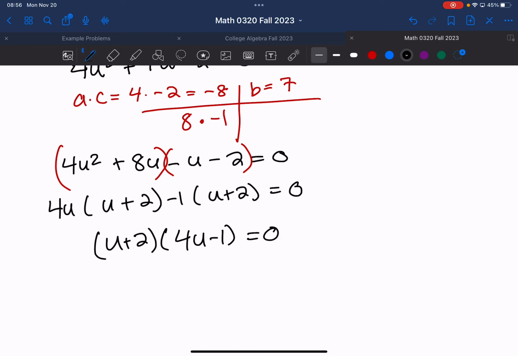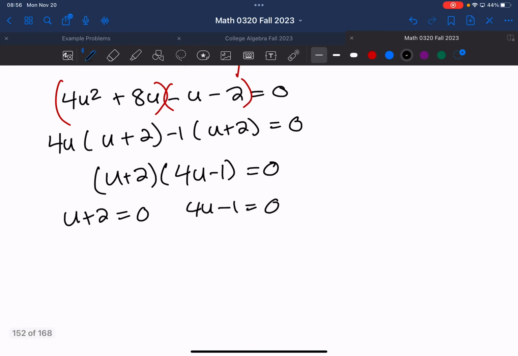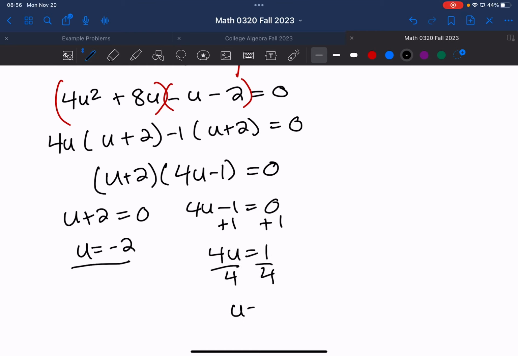What's my next step? Set each one to 0. Set each one equal to 0. On the first one, all I'm doing is subtracting 2 over, so I get u is equal to negative 2. And in the next one, I'm going to have to add 1, so I get 4u equals 1, and then divide by 4, and I get u equals 1/4.